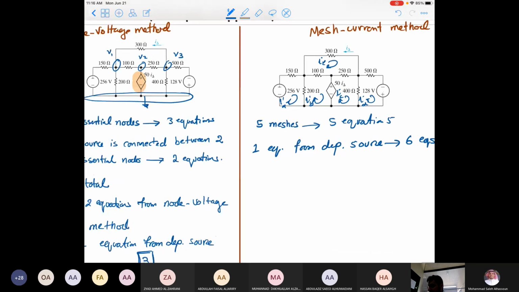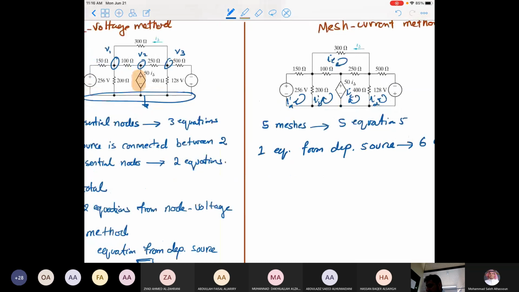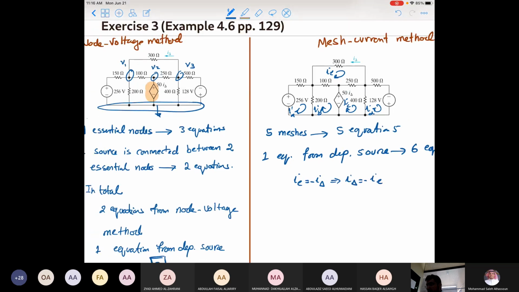But I notice here that the dependent source depends on one of the mesh currents, which is IE. So I notice that IE equals minus I delta, or I delta equals minus IE. This gives me a direct one-to-one relation between the constraint equation and one of the mesh currents. So in total, I have 5 equations.